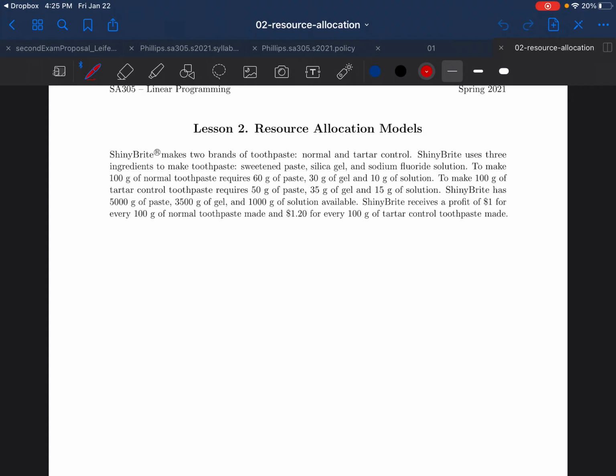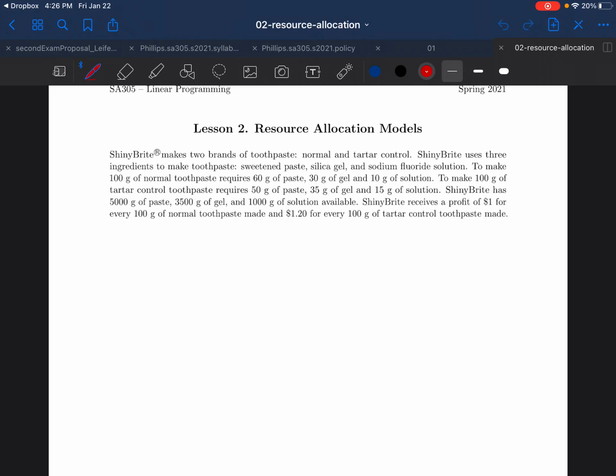To make 100 grams of normal toothpaste, it requires 60 grams of paste, 30 grams of gel, and 10 grams of solution. To make 100 grams of tartar control toothpaste requires 50 grams of paste, 35 grams of gel, and 15 grams of solution. Shiny Bright has 5,000 grams of paste, 3,500 grams of gel, and 1,000 grams of solution available. They receive a profit of $1 for every 100 grams of normal toothpaste and $1.20 for every 100 grams of tartar control toothpaste.